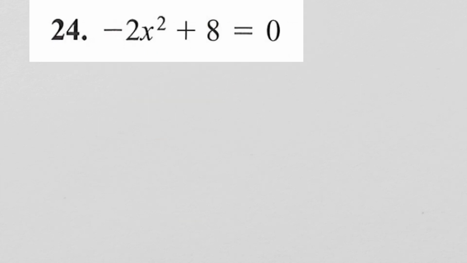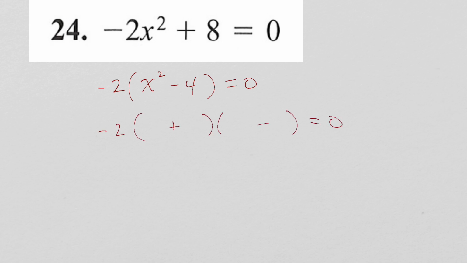Okay, here these are both divisible by 2, but instead of taking out just a 2, I'm going to take out a negative 2. And that's going to leave behind a positive x squared minus 4. And that's the difference of two squares, so we're going to get conjugate pairs. The square root of x squared is x, the square root of 4 is 2. So we have x plus 2 and x minus 2.